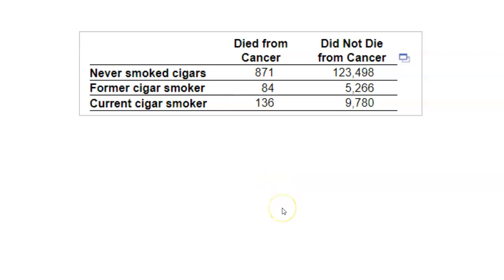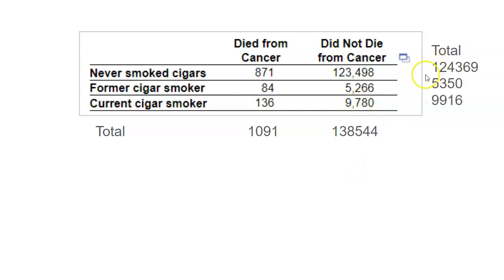The first thing I want to do is go ahead and calculate some totals. So I went ahead and calculated the total of all of the people who died from cancer and all of the people who did not die from cancer by just simply adding up the values in each column. Next, I found a total within each row. So this value here is the total number of people who never smoke cigars, and so forth and so on. So I add up through the rows and I get that total. If I add up either of these total columns, I also come up with the total number of people surveyed, and that matches the problem statement originally. So that's a good check.